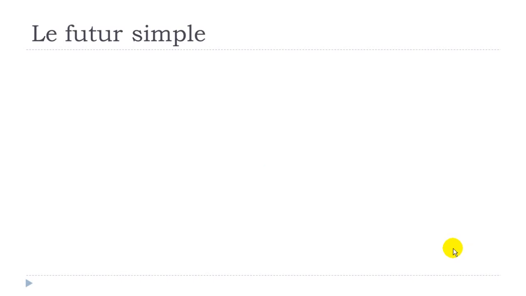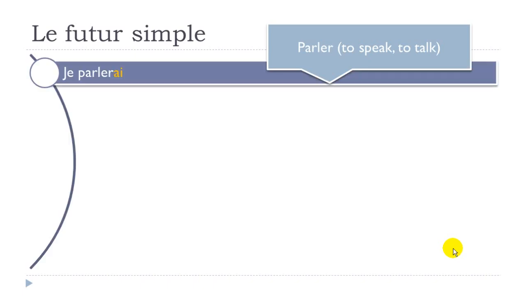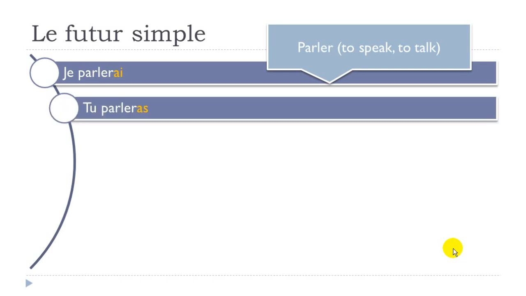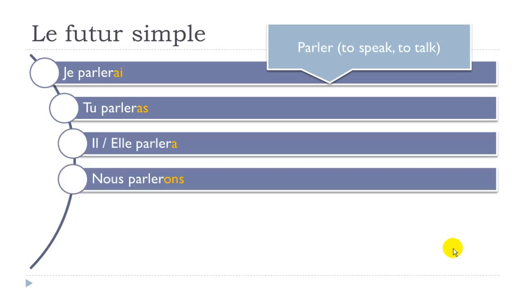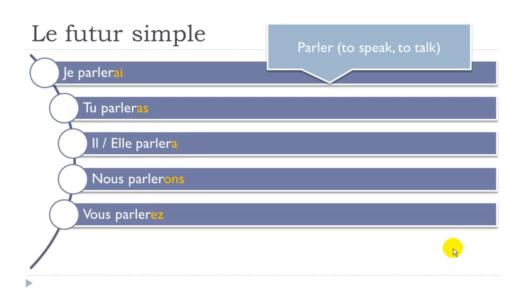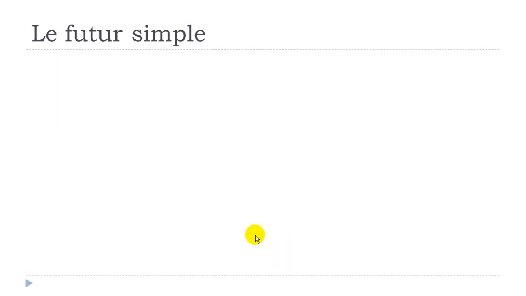Let's see how it goes with parler, to speak, to talk. Je parlerai, tu parleras, il parlera, elle parlera, nous parlerons, vous parlerez, ils parleront, elles parleront. As I said, just keep your basic form and put your endings: e, a, a, on, e, on. That's it.